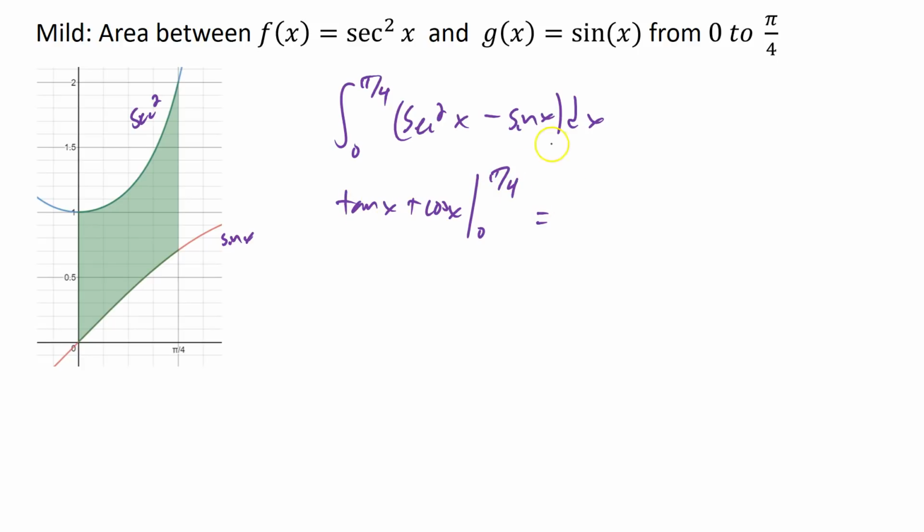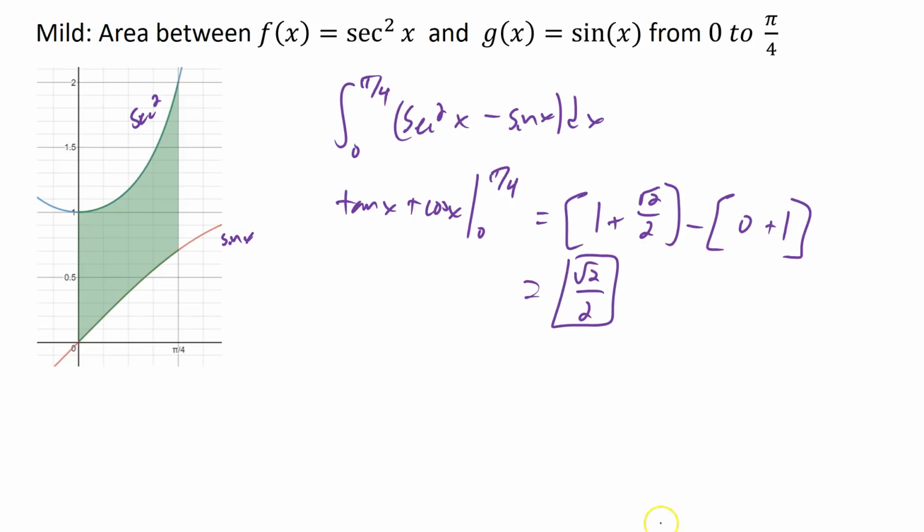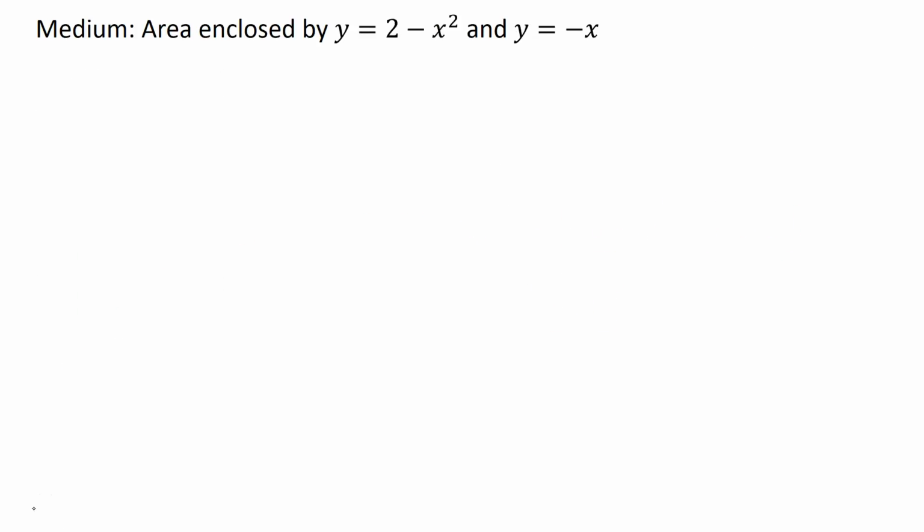Tangent of pi over 4 is 1. Plus cosine of pi over 4, which is root 2 over 2. And then we subtract off. Tangent of 0 is 0. Cosine of 0 is 1. Okay? So let's see. We have 1 plus root 2 over 2 minus 1. So that is root 2 over 2. Not bad. That area here is root 2 over 2. So nice trig values, nothing too tough. Nice and mild.